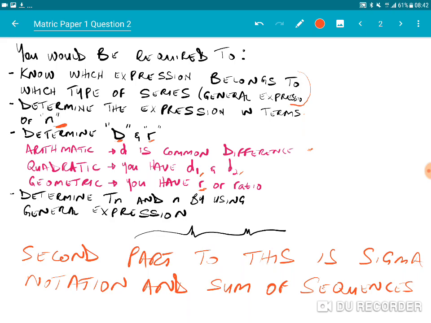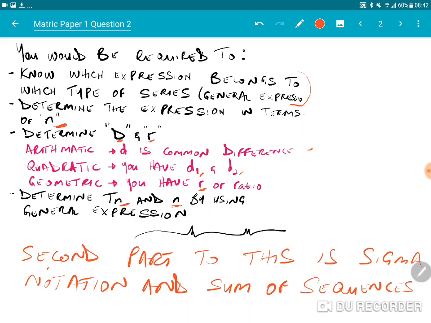You would also need to be able to determine Tn and n by using the general expression. So we will cover all of this, and that would give you a good basic understanding of sequences and series in order to answer the questions.